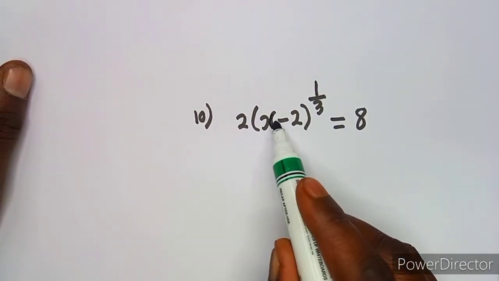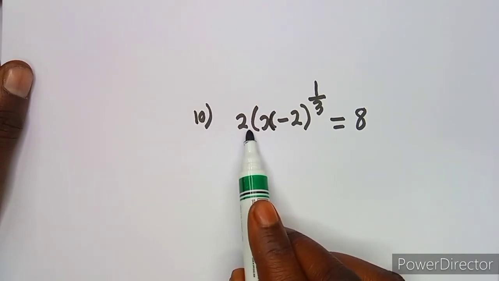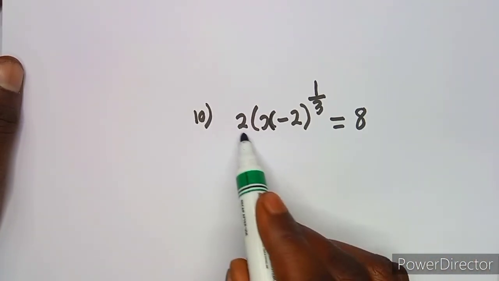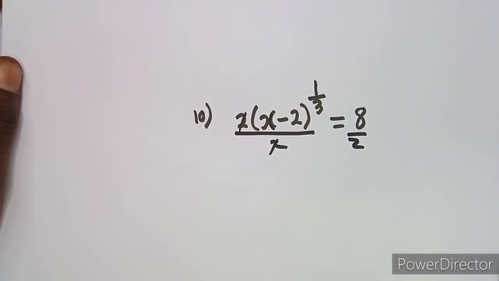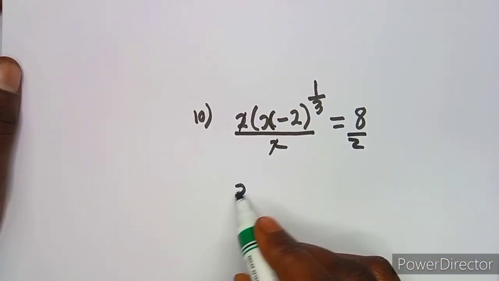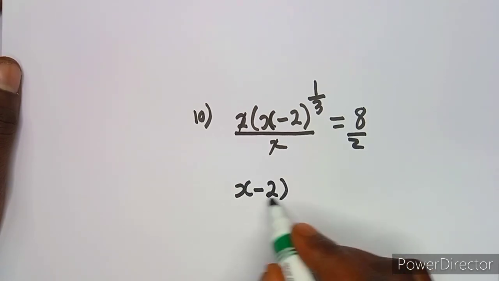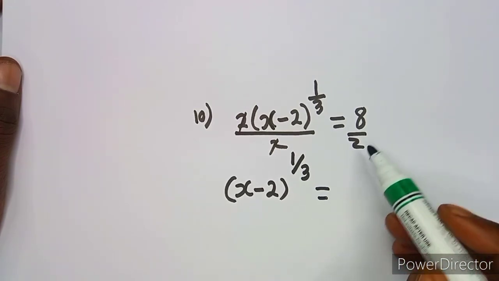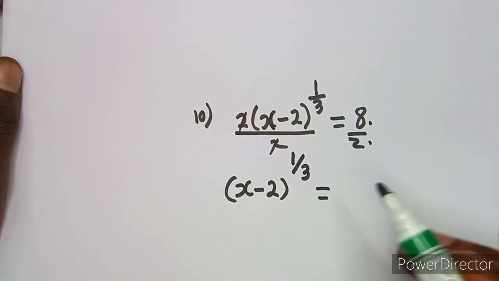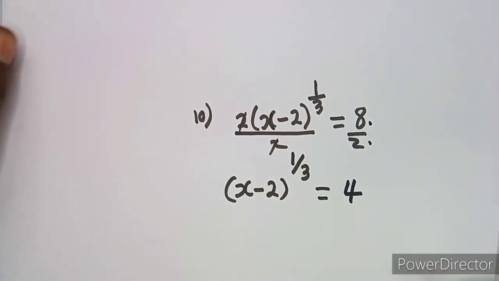Just like what we did in the previous part, are you seeing that there's a 2 which is multiplying and it's not part of x? So we can divide by 2 both sides. The moment I divide by 2, it means I'm cancelling there. So I'm going to be left with the bracket of x minus 2 to the exponent of 1 over 3, which is equal to, if you divide properly, 8 divided by 2, that's a 4 from your calculator.